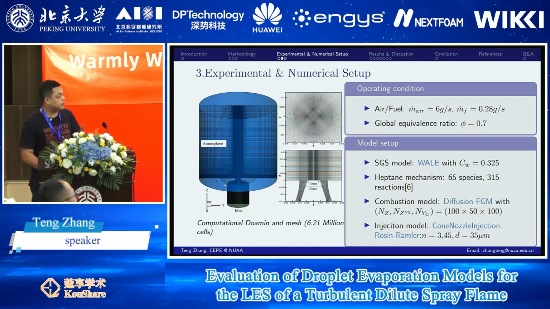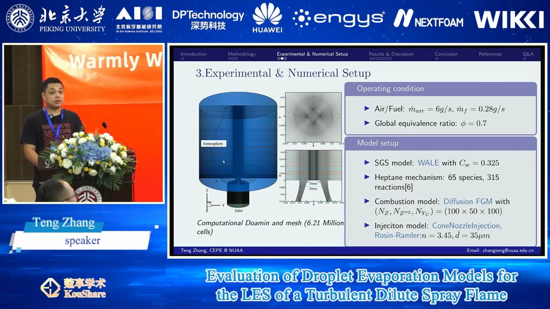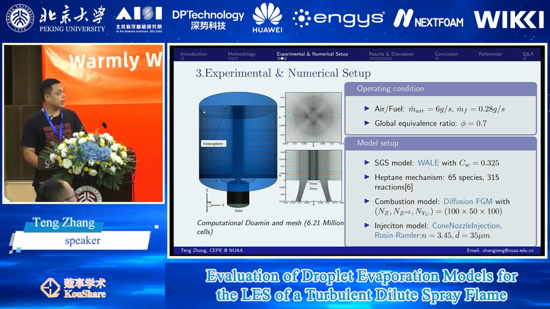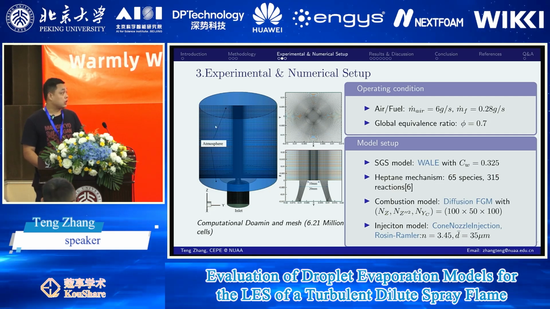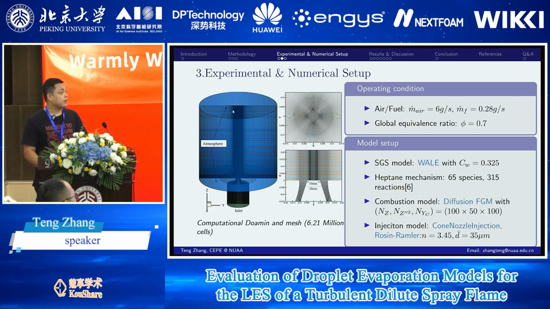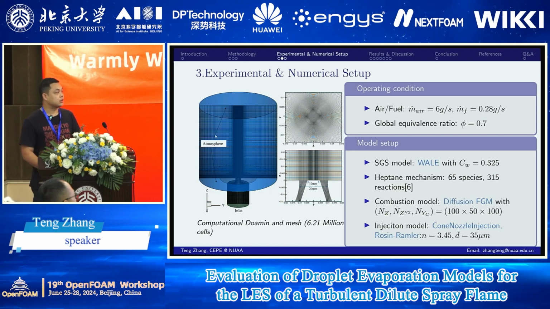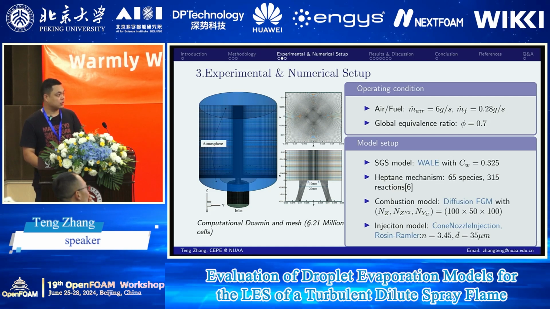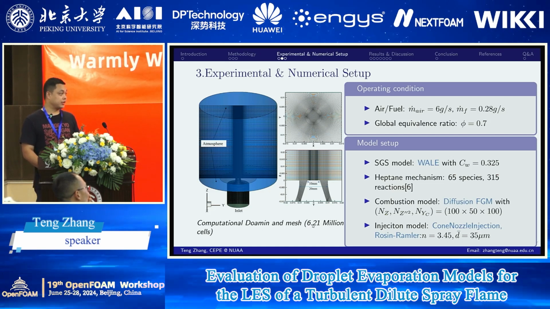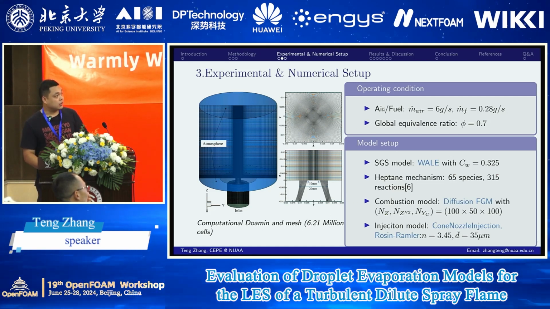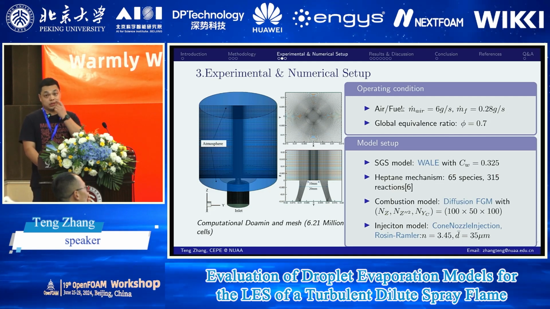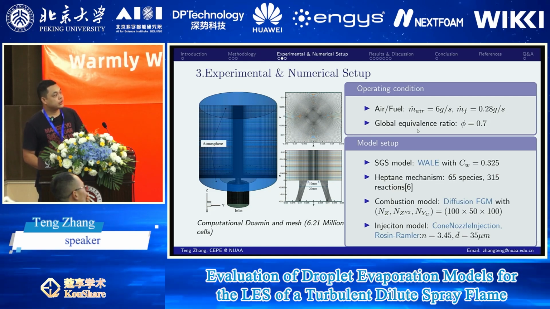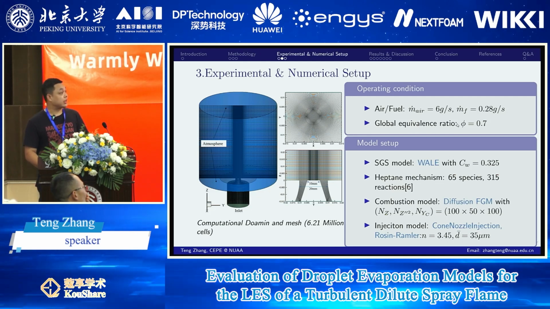This picture shows the computational domain and a slice of the mesh of our simulation. A cylinder with a length and diameter of 300 millimeters is chosen to represent the atmosphere environment, and the total mesh count is more than 6 million cells. The air and fuel mass flow rates are relatively small because this is a lab-scale burner. The global equivalence ratio is 0.7.